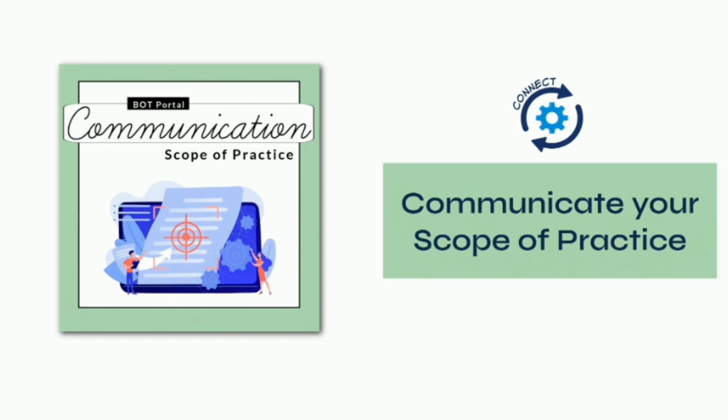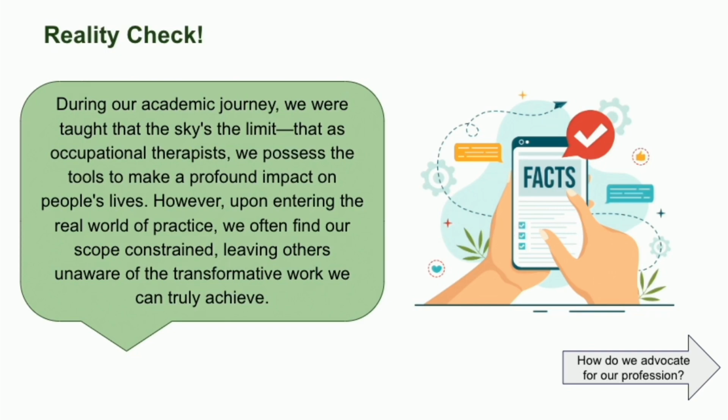We're going to learn how to communicate the value of our scope of practice to other professionals. It's a way to provide a reality check. There is a difference between the way the clinical realm is often described in academia and how it actually is, so I think it's important for us to face that reality. During our academic journey, we were taught that the sky's the limit, that as occupational therapy practitioners we possess the tools to make a profound impact on people's lives. That is true. However, upon entering the real world of practice, we often find our scope constrained, leaving others unaware of the transformative work we can truly achieve.